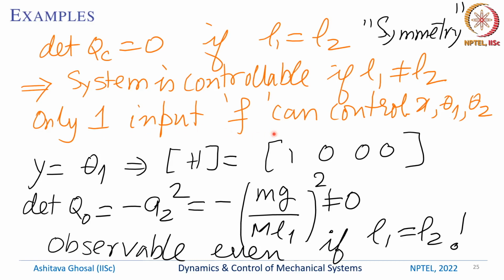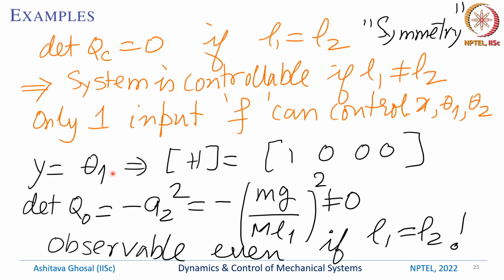We have only one input, remember F, and if L1 is not equal to L2, I can control three variables, x, theta 1, theta 2. The whole system is controllable, meaning I can take this two pendulum system on a cart and go from one state to another state in finite time by applying one single input, which is F. Okay, if on the other hand L1 is equal to L2, then it is not controllable, and I cannot transfer from some initial state to another final state by applying F in finite time.